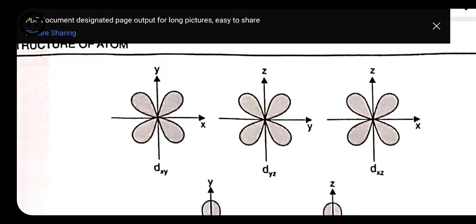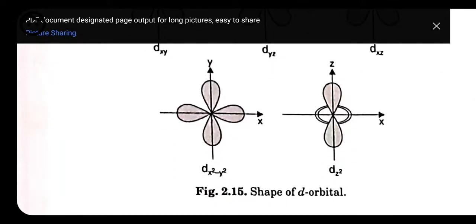Next, in the third, that is dxz, the lobe is present between the x and z axis, and the other one is going to intersect it. Now for the dx square minus y square, it means that the lobes are present on the x-axis and on the y-axis. So one lobe is present on the x-axis and one is present on the y-axis. That is called dx square minus y square.